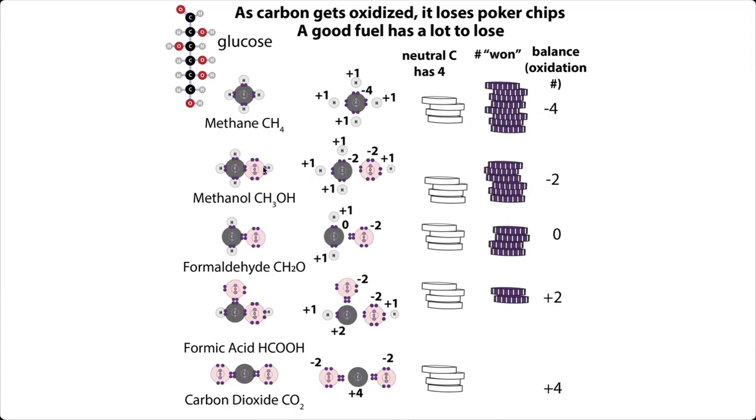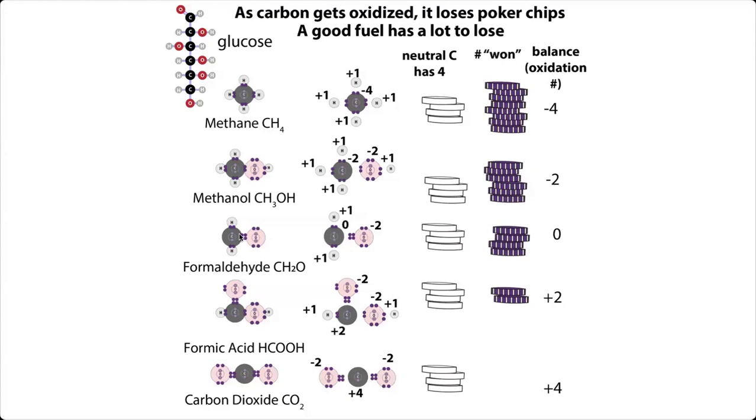What about methanol? Here we are switching one of those bonds to a hydrogen. Now we're bonded to an oxygen. So now the oxygen would win those. And so what we'd be left with is our 4 minus 6. So that would be 4 minus 6 is minus 2.